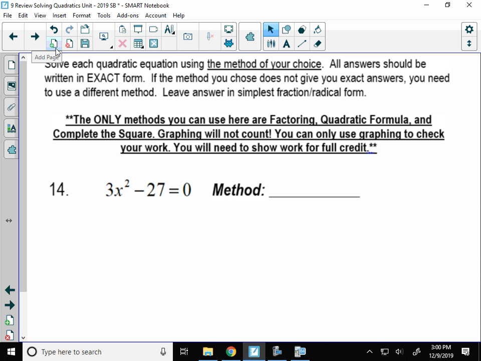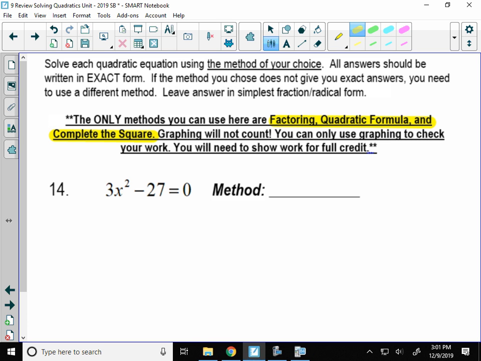All right, this video is going to have problems 14 through 17. This section of the test will be in level 2, and you're going to get to pick whatever method you want to use to solve, except for graphing. So the only methods you can use here are factoring, quadratic formula, and complete the square. If you solve by graphing and show no work, you will not get points.